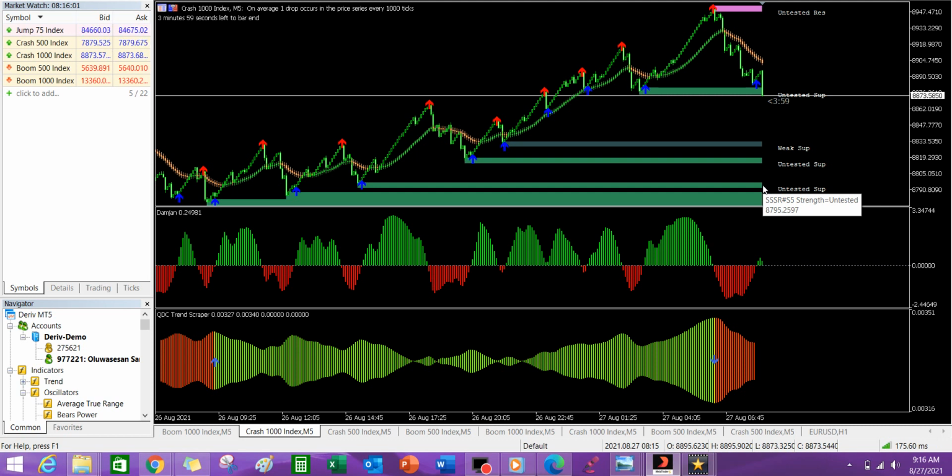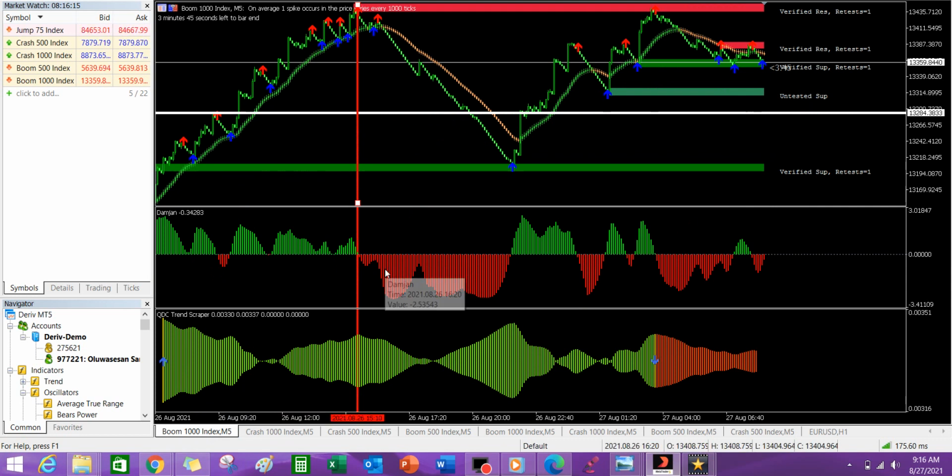Once you are able to identify the trend, then you are good to go. Once you come in when the trend is changing, then probably follow the signals that support the trend, and you will be able to milk the market successfully. Let's check out the last asset, which is boom 1000. Okay, you can see boom 1000. You can see the uptrend that went from here to this level.